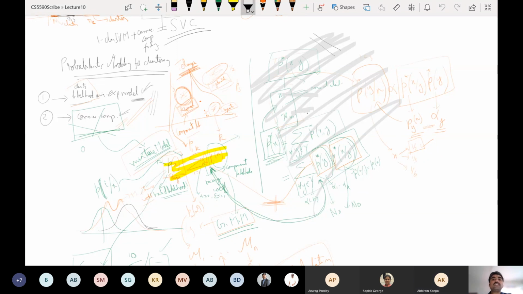Yes, sir. The connection comes when alphas turn out to be close to P star Y, for which there is no guarantee. I'm not saying there's a guarantee, but the hope is that they'll turn out to be close. If they don't, then you will end up having a modeling error.